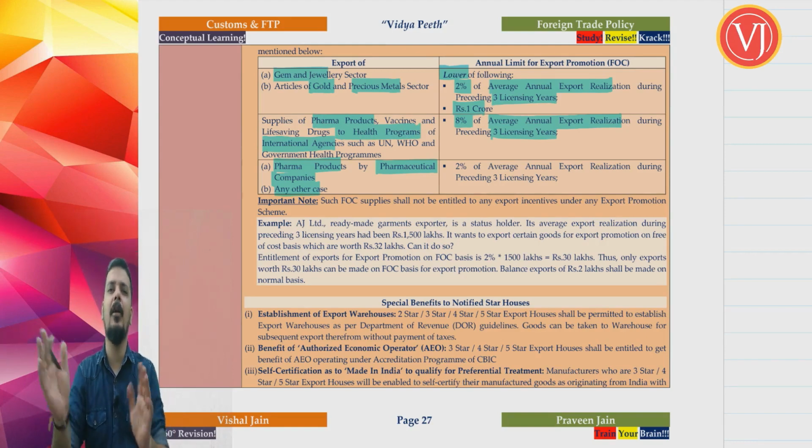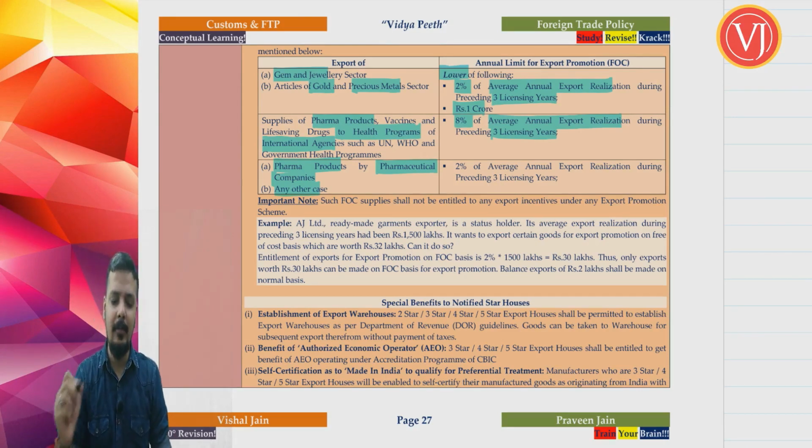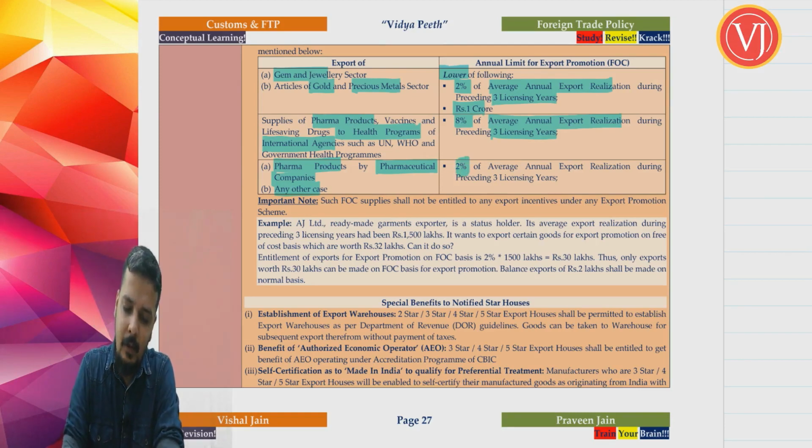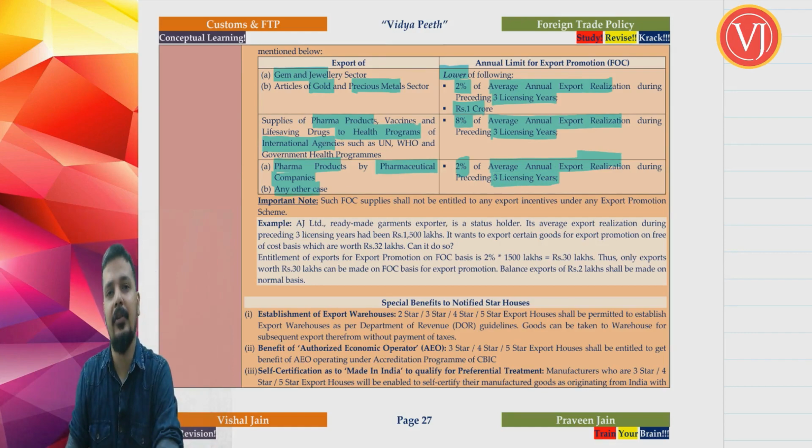Normally you are supplying your medicine products, pharmaceutical products, but you are not giving them to health programs of international agencies. Then, friends, it is 2% of average annual export realization, not export value, export realization during 3 financial years.